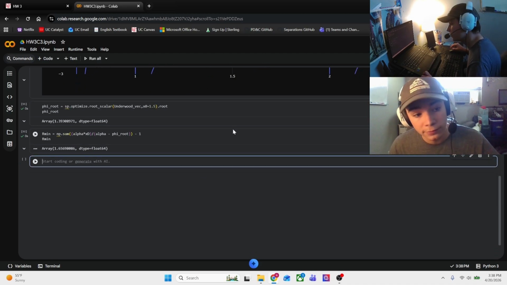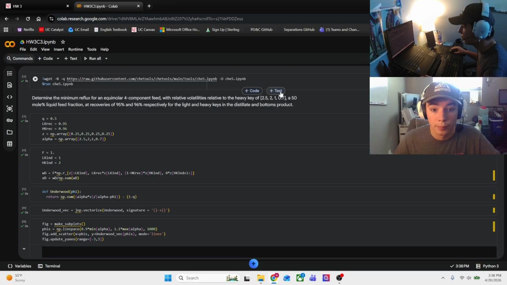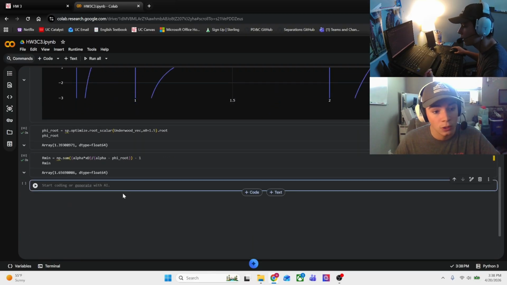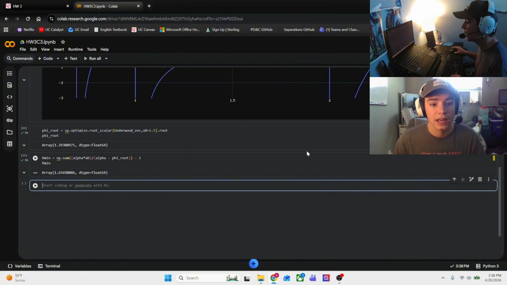So our minimum reflux ratio given these above conditions is going to be about 1.66. I think that is the end of this segment of homework 3, the end of part C. So I will see you in the next one.